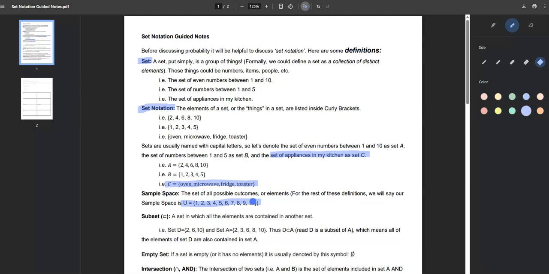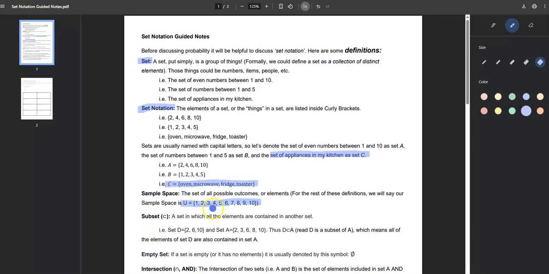And again, that would be a little bit harder to list out, but we're going to practice with sample spaces and sets small enough that we can just list those out. But in reality, a lot of times we're dealing with sample spaces that are quite large, and we don't want to list them out. A subset is a set of elements that are contained in another set.